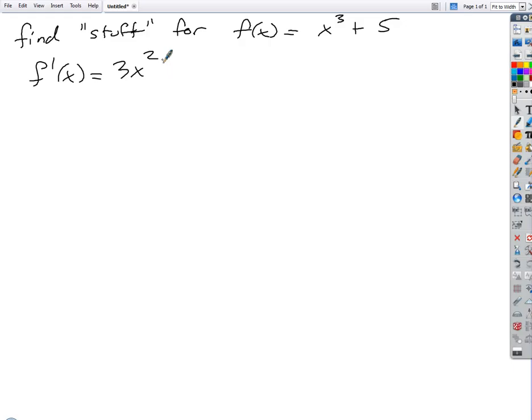Where do critical numbers exist? Somebody raise your hand and tell me where's one place. Where the derivative equals 0. Where else? Where the derivative is undefined. Good. And what's the point of finding critical numbers anyway? Why are we doing this?